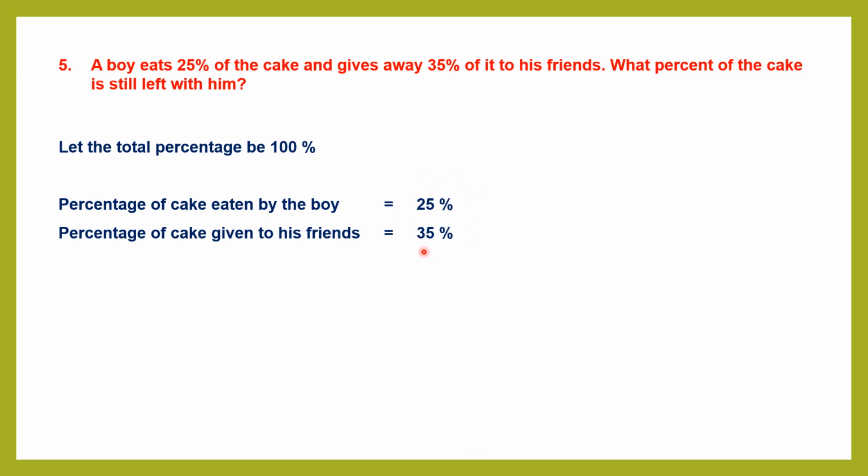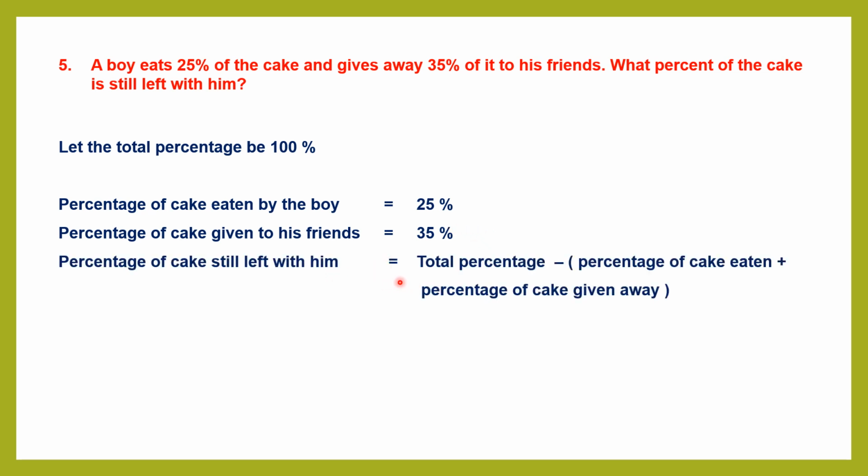So here we have to add up these two and subtract it from 100%. This is the total, isn't it? From that, if you take away what he ate and what he gave to his friends, there will be some cake left, and that is the percent of cake still left with him. So percentage of cake still left with him will be total percentage, that is 100%, minus percentage of cake eaten plus percentage of cake given away. So let's work this out.